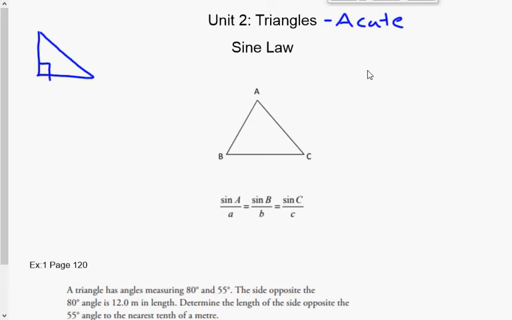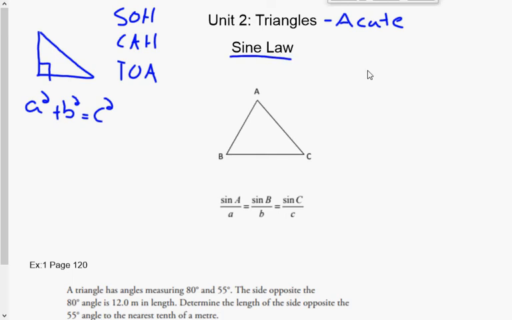With right angle triangles, you can use SOH CAH TOA, and you could also use a squared plus b squared equals c squared, Pythagoras. Now you can't. We're going to be using new ones today. Today we're going to learn about sine law. Don't forget the old ones, because every once in a while there's a question where you have to use it again. But for the majority of what we're doing here, you're not going to be using it.